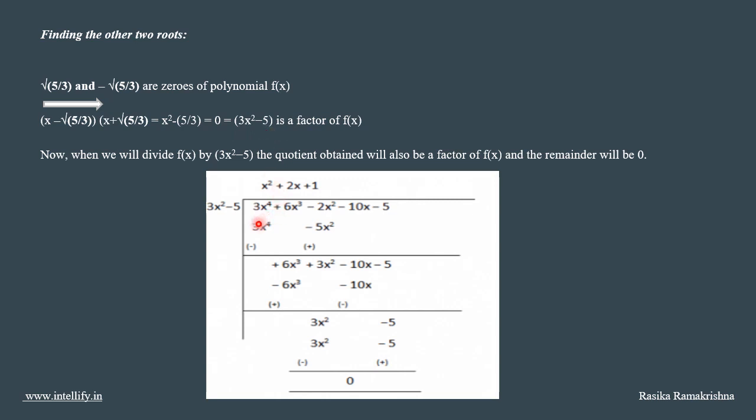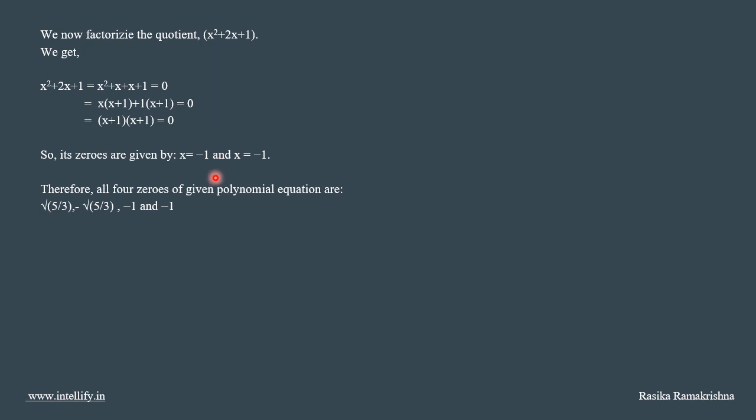So going by our strategy, we have to divide the given polynomial by 3x square minus 5. So we divide 3x to the power of 4 plus 6x cubed minus 2x square minus 10x minus 5 by 3x square minus 5, and we have the quotient to be x square plus 2x plus 1 and the remainder to be 0. So now that we have obtained the quotient, what we do is we go ahead and factorize the quotient. That is what we decided we would do.